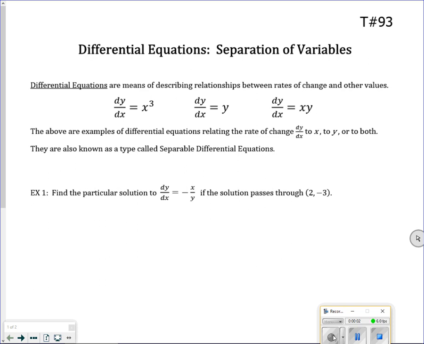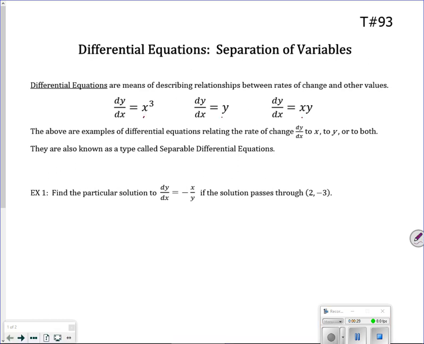Okay, so we're going to do some more with differential equations, and hopefully a lot of this will sound similar because you've been doing that. We've done it before. Again, a differential equation is when you are given the derivative of something, and it describes the relationship between the rate of change and other particular values. Sometimes x, sometimes y, sometimes both.